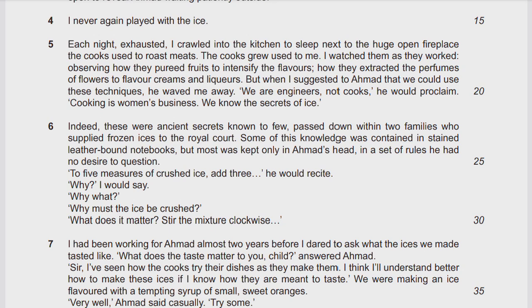But when I suggested to Ahmed that we could use these techniques, he waved me away. "We are engineers, not cooks," he would proclaim. "Cooking is women's business. We know the secrets. We know the secrets of ice."